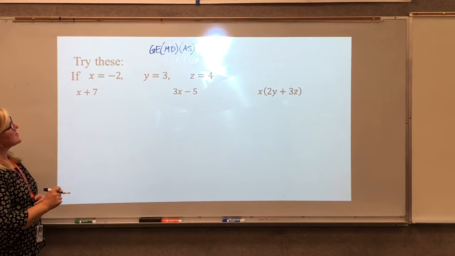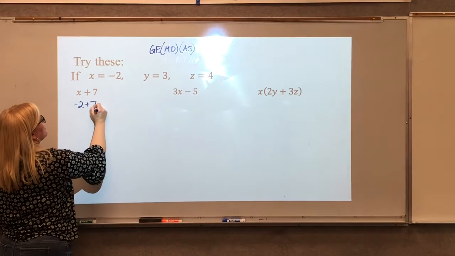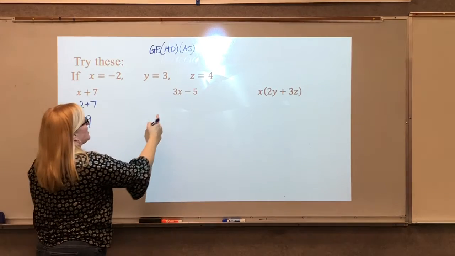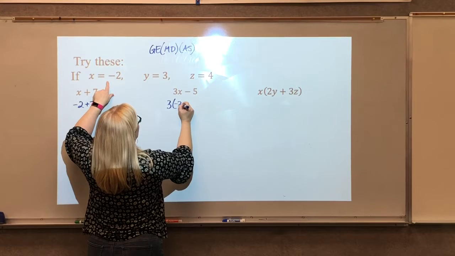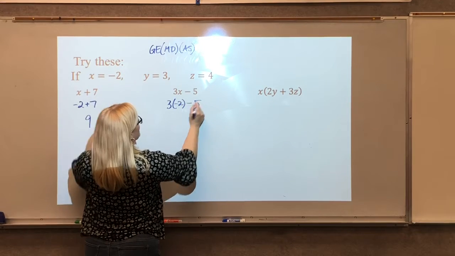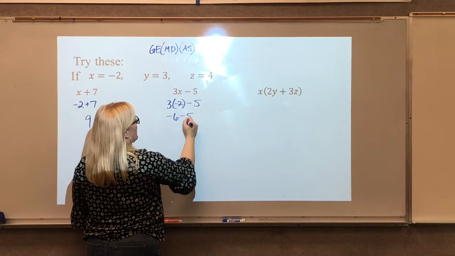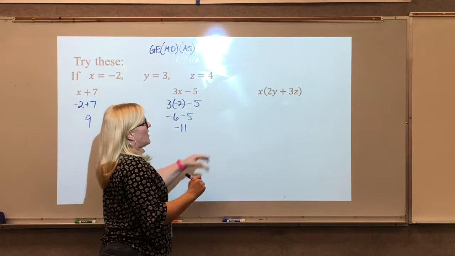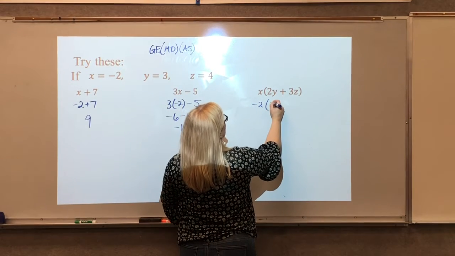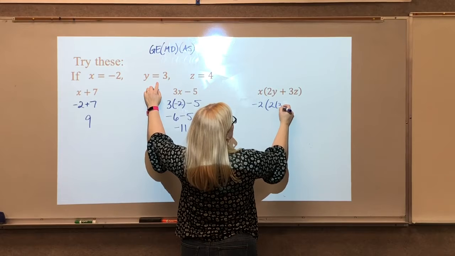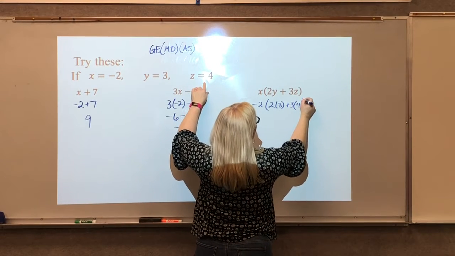All right, so if x is negative 2, I plug that in here. I've got negative 2 plus 7 is 9. Here I've got 3x, x is still negative 2, 3 times negative 2 minus 5. I'm going to multiply first before I subtract. So that's negative 6 minus 5 is negative 11. And then here, x is negative 2, so I've got negative 2 times y, which is 3, plus 3 times z, which is 4.